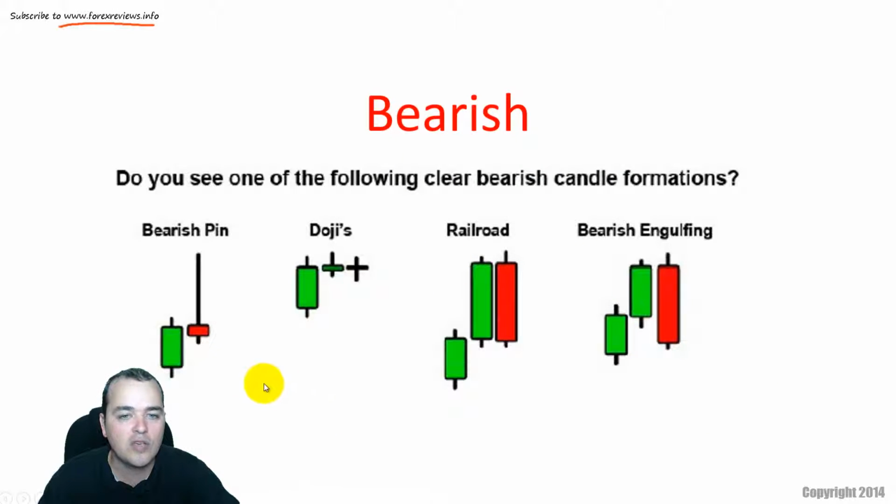The next lot I wanted to go over is the bearish candlestick price action. Now here's an example of a bearish pin bar, right? Sometimes called a shooting star or sometimes called a bearish rejection candle. Now here's an example of a bearish doji. As you can see, this last one is in black, right? And that's an indecision candle.